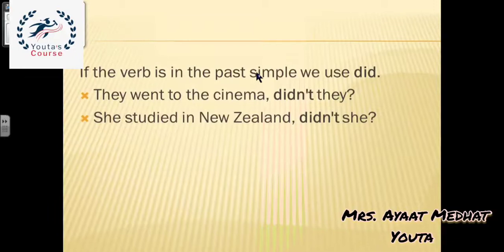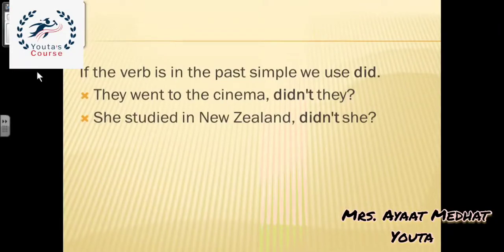If the verb is in the past simple, we use did, of course. They went to the cinema. Do we have here any of the helping verbs? Do we have verb to be? No. Do we have verb to have? No. Do we have one of the modal verbs? No. So in this case, we use one of verb to do. Here the verb is in the past, so we will use did. The sentence is in the affirmative form, so we will use didn't in the negative form. Didn't they?